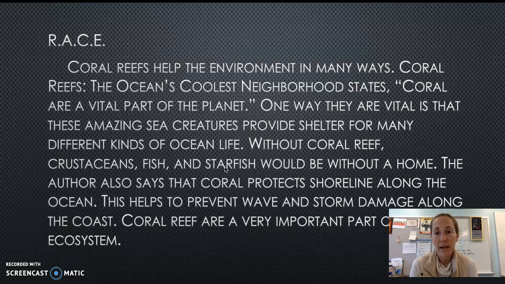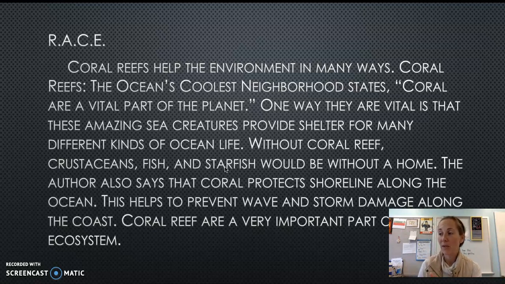So moving back to my paragraph: Coral reefs, the ocean's coolest neighborhood, states, coral are a vital part of the environment. One way they are vital is that these amazing sea creatures provide shelter for many different kinds of ocean life. So I gave you a couple sentences there to refer back to the text. I quoted it for one, I put it in quotations, and then I paraphrased when it said many creatures live here, by saying it provides shelter for many different kinds of ocean life. And then I have to explain how this answers the question, how this proves my answer. They help the environment because without coral reef, crustaceans, fish, and starfish would be without a home. That proves my point. That proves how that text reference answers the question.